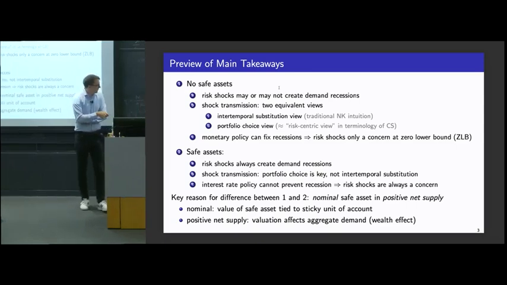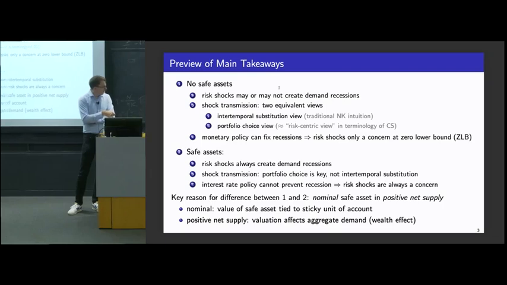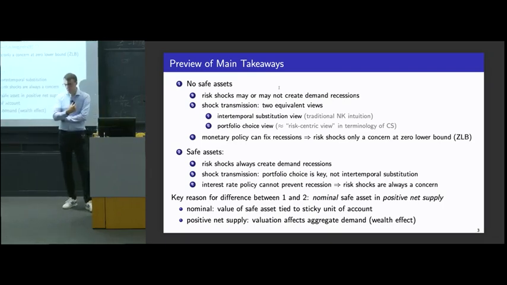The key reason for those differences is that we have these nominal safe assets, and nominal is important, and positive net supply is important. Why is that? Nominal is important because it means the value of the safe asset is going to be tied to the sticky unit of account, to the goods prices. So the bond price itself is not sticky, but because those bonds make nominal payments tied to the sticky goods price, there will be some stickiness effectively in the asset price. And the other thing is there's positive net supply, so the valuation of those bonds is going to affect aggregate demand through a standard wealth effect. And that generates the interactions that generate these predictions.